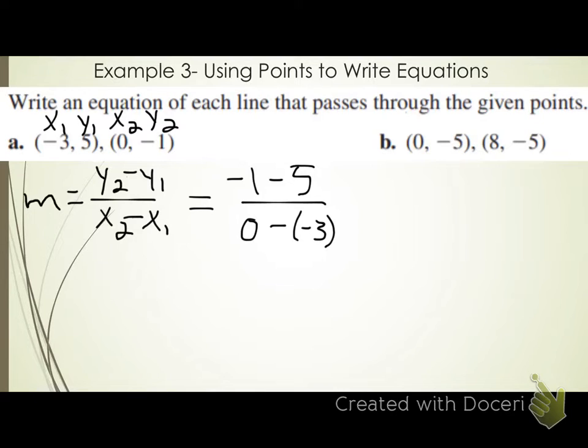Okay. Negative 1 minus 5 is negative 6. Over. What happens with 2 negatives right next to each other? It creates a positive. What's 0 plus 3? 3. Negative 6 divided by 3? Negative 2. There's my slope. Slope is negative 2. Okay with that? How do you think I'm going to find my y-intercept given these 2 points?